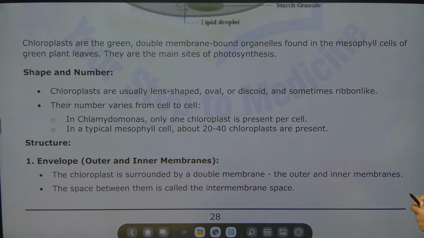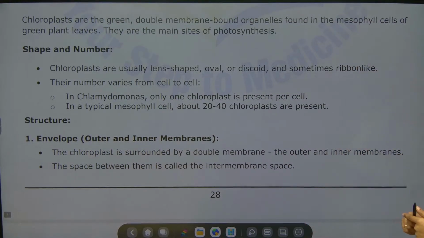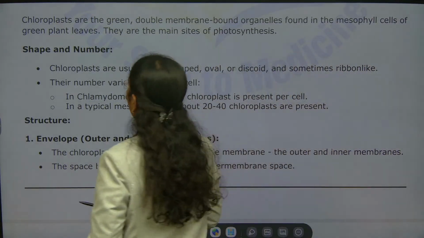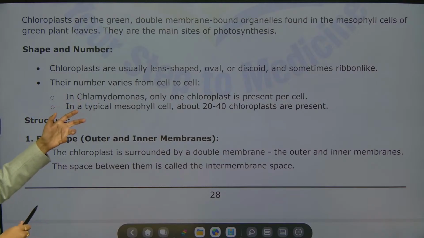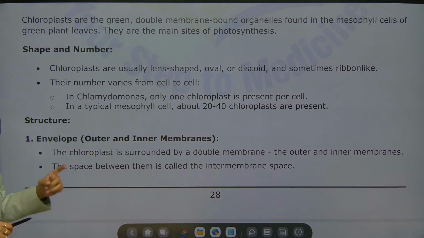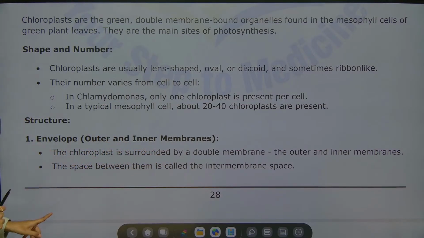These are found in the mesophyll cells of the green plant leaves. They are the main sites of photosynthesis. If you see the shape and number of chloroplasts per mesophyll cell, chloroplasts are usually lens shaped, oval, discoid and sometimes ribbon like. Their number varies from one cell to the other. In Chlamydomonas there is only one chloroplast per cell. In mesophyll cells, we have 20 to 40 chloroplasts per cell.